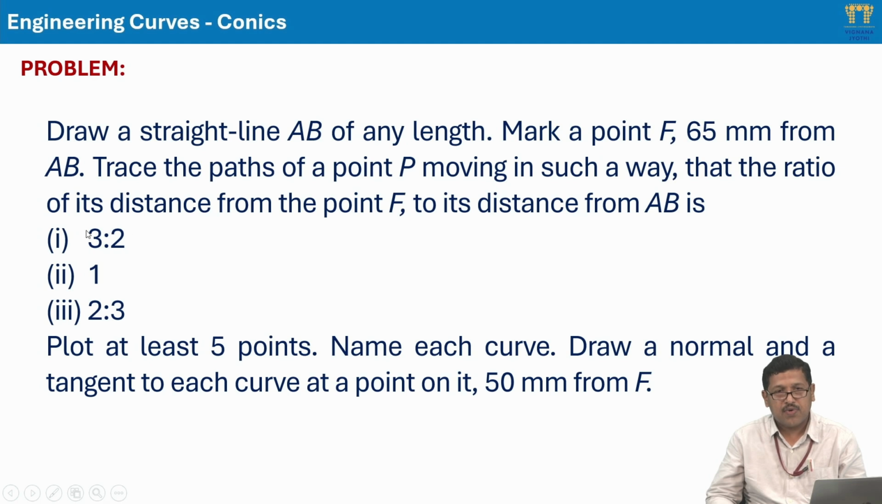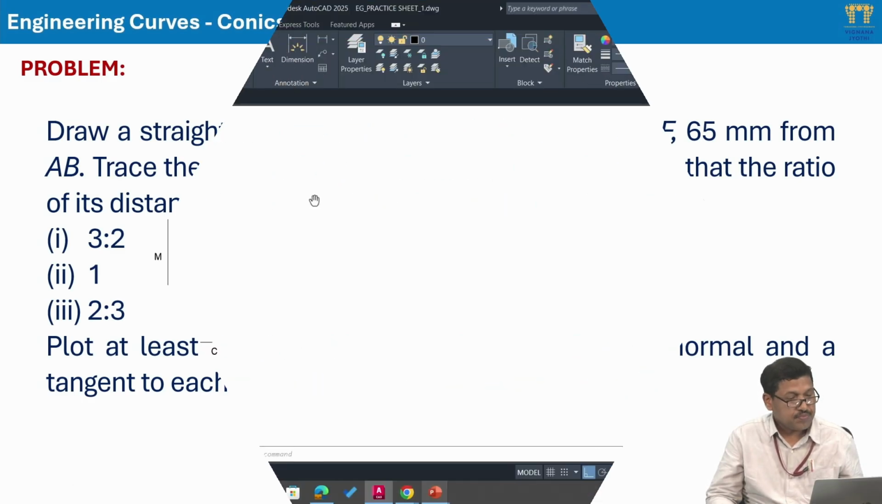So in the previous case we have seen 3/2, which is nothing but greater than 1, which means the eccentricity is greater than 1, so the curve is hyperbola. Now the second case is eccentricity is equal to 1. So that means we need to draw parabola using general method of construction. So now let us move to the demonstration of general method of construction of parabola.